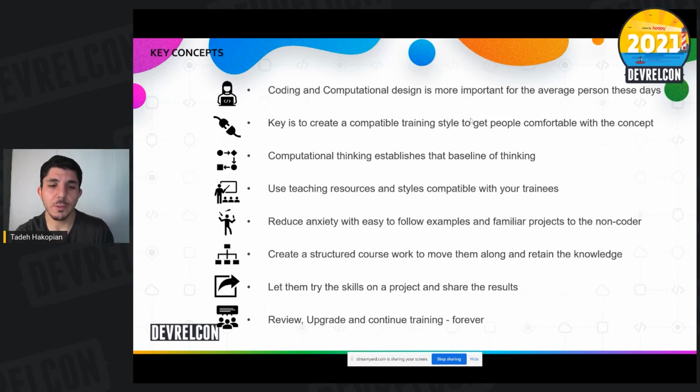Don't assume. This is where I talk about decoding barriers to entry. Don't assume people already know what you're talking about or they're going to be comfortable with your style. They may be completely alienated from your style. Figure out what's comfortable with them. Take a survey, learn, reduce the anxiety, make it simple, straightforward.